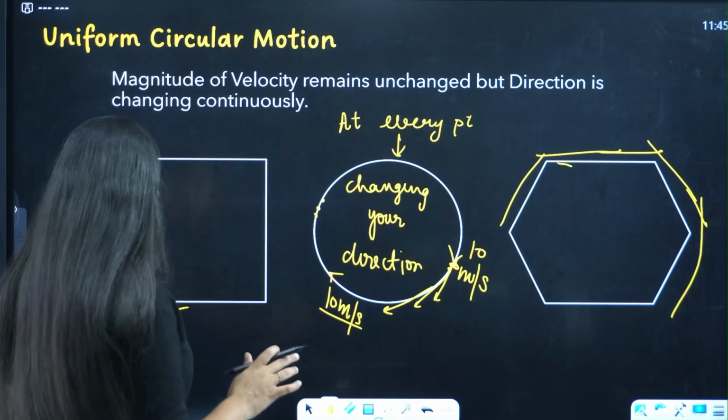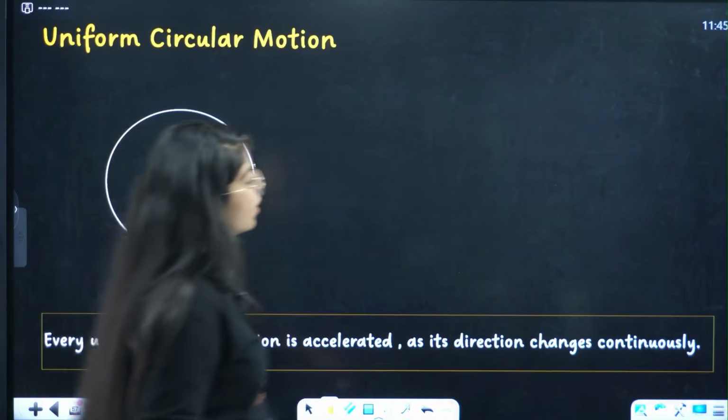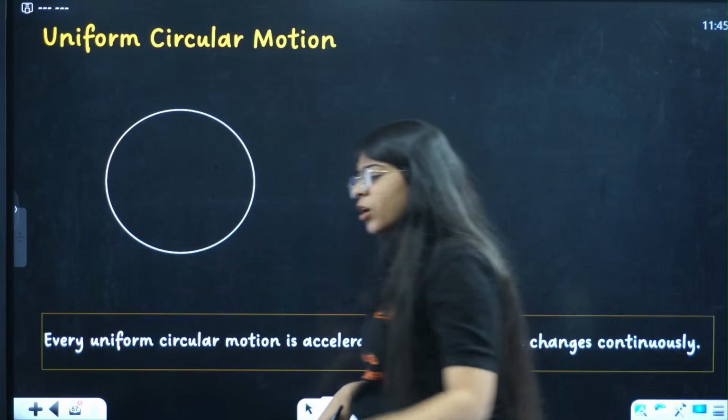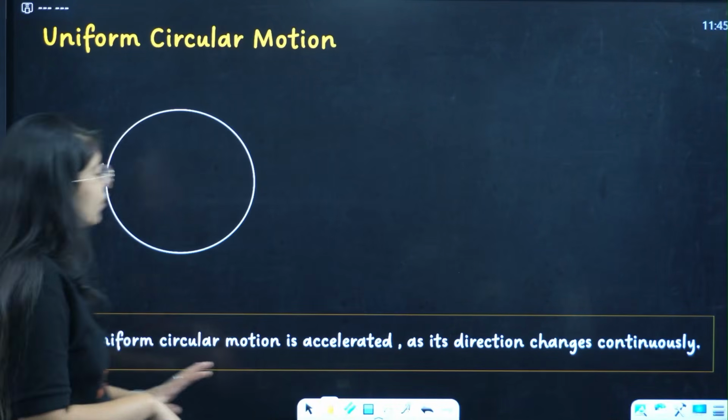And that is your uniform circular motion. Now, what do you have to study about this uniform circular motion? Just 2-3 things you have to keep in mind.